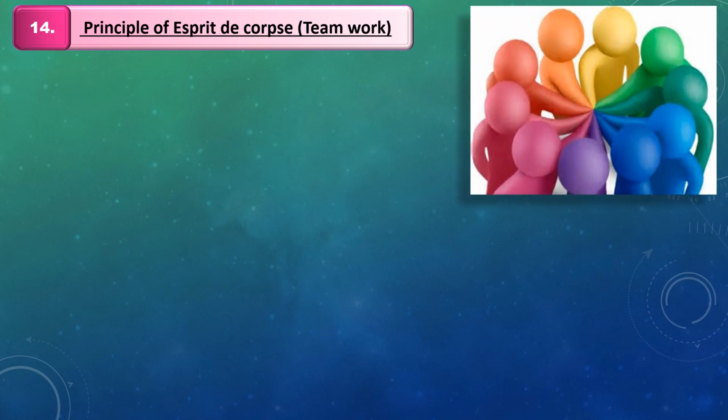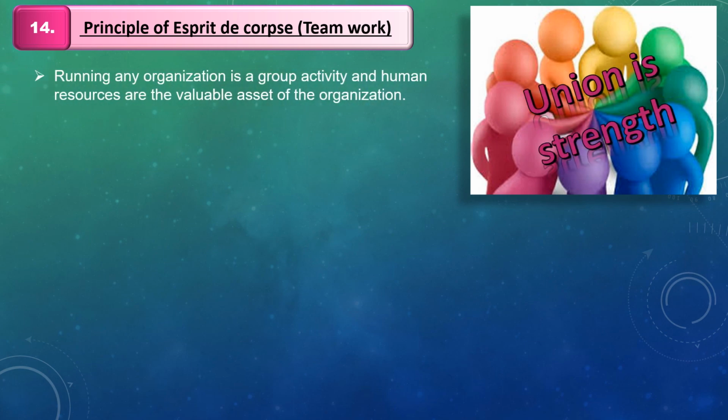And last principle is principle of esprit de corps, that is teamwork. In an organization, each and every employee from the top level to lower level, everyone should work unitedly to achieve the objective, because union is strength. Running any organization is a group activity, and human resources are the valuable asset of the organization. See, all the efficient employees are the most valuable or required source of the organization.